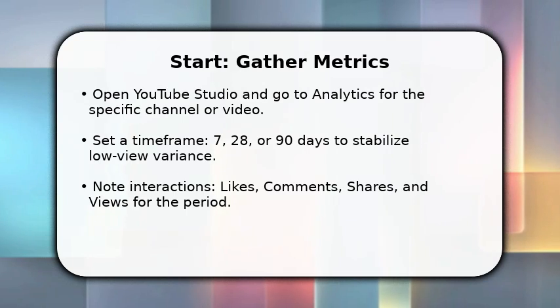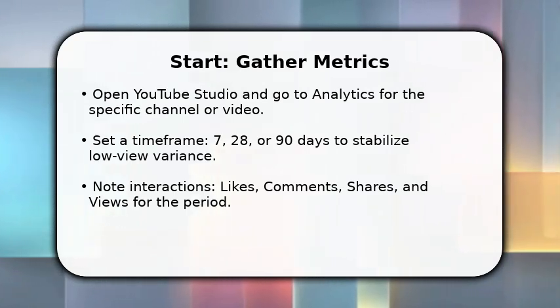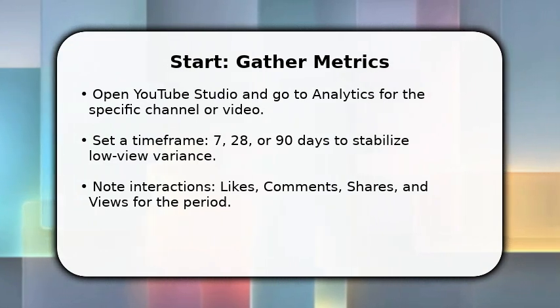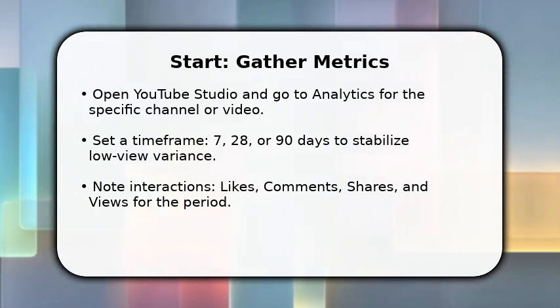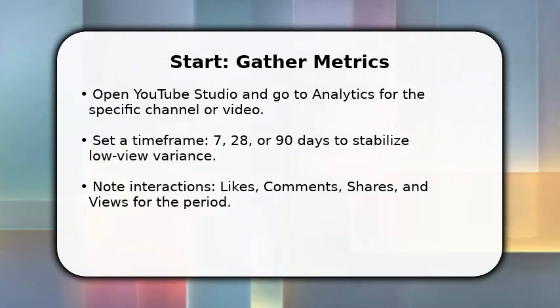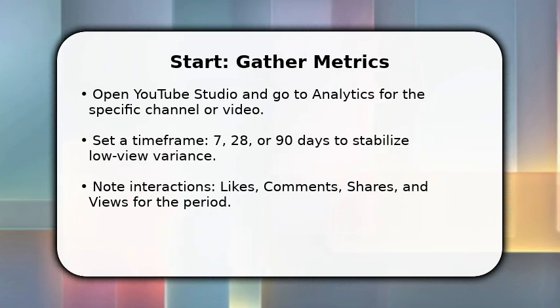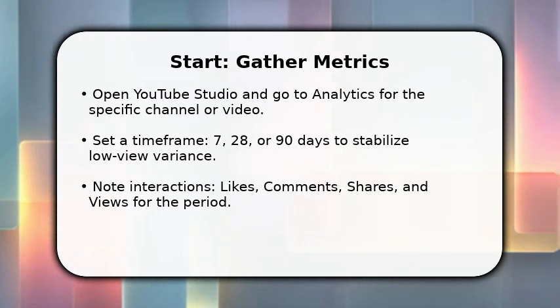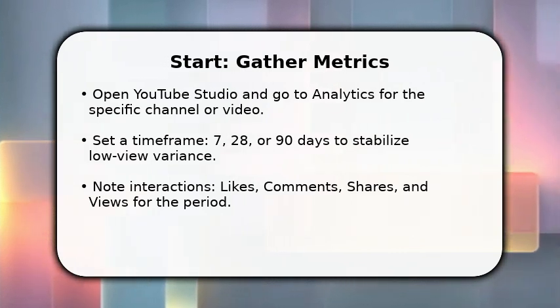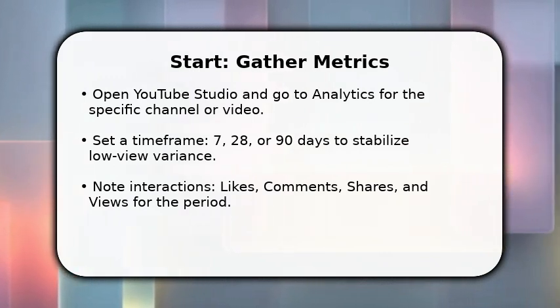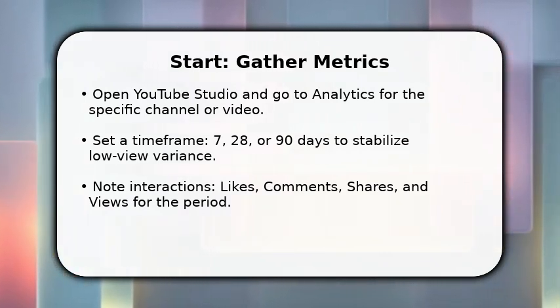You begin by opening YouTube Studio and going straight to Analytics. This gets you live data. Once there, pick a time frame that fits your goal, 7, 28, or 90 days, to avoid wild swings. Make sure to pull the exact counts for likes, comments, shares, and total views for that period, because those raw numbers feed the calculation. Don't delay with other filters. Collect these metrics now so you can compute a reliable engagement rate in the next step.